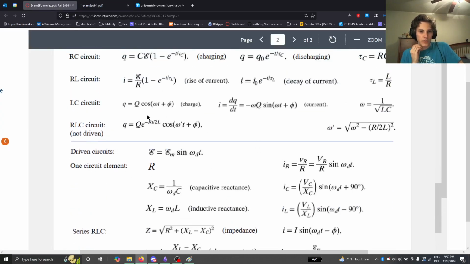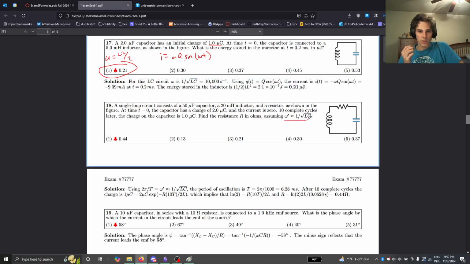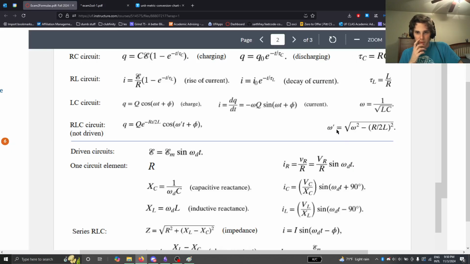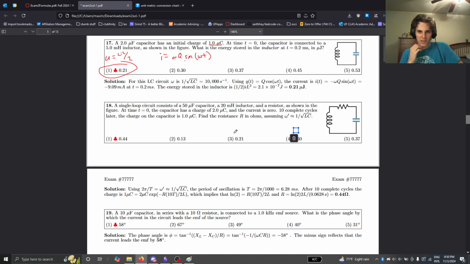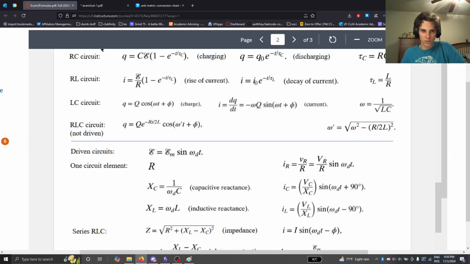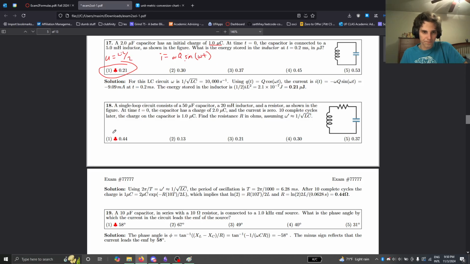So, okay, this is an undriven RLC circuit. We're lucky because we know what we have to use. We're assuming that omega prime is just pretty much equal to omega. I think on another practice exam I did, it was the same, even though it didn't say to assume it. Usually this difference is so minuscule that it doesn't matter.